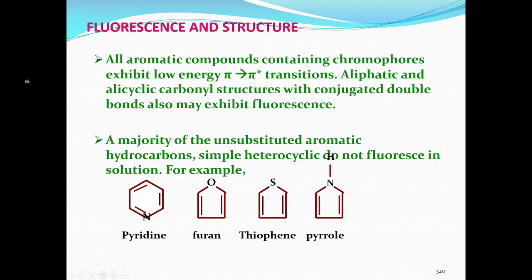So, a majority of the unsubstituted aromatic hydrocarbons, simple heterocyclic systems, they do not fluoresce in solution, even though there are double bonds, pi bonds. Examples include, in this slide I have shown you, pyridine, furan, there are conjugated double bonds here. There is a conjugated double bond in pyridine, that is nitrogen is here, and this is thiophene and pyrrole, and all these things do not fluoresce in the aqueous solutions.